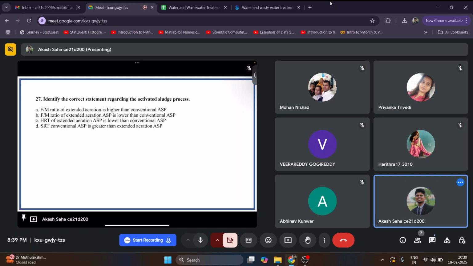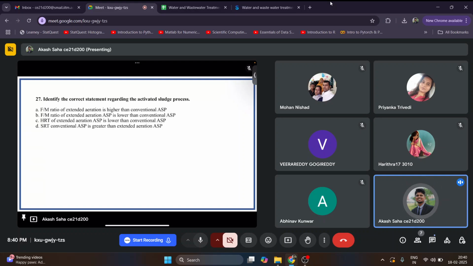Just think logically. If you see the extended aeration, we are aerating it for a long period of time. The processes are going on for a long period of time. So that means the HRT should be more. So statement 3 is incorrect. Then SRT also, what happened in the case of SRT? SRT is the sludge retention time.